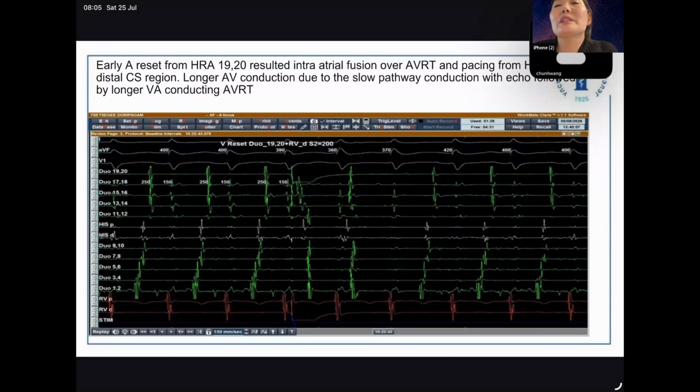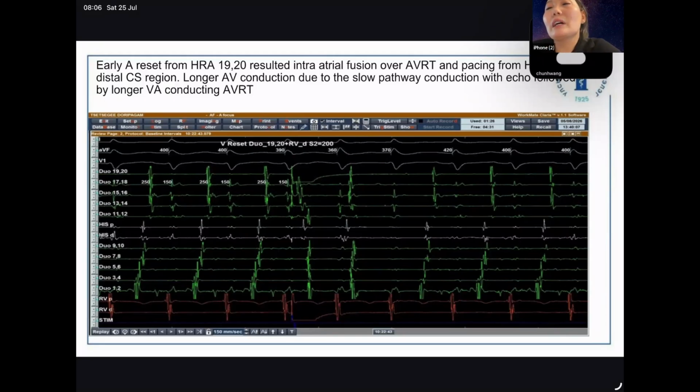Then we tried an A reset from the IRA. When we do the A reset, we can see the A fusion over the AVRT. When we can see the A fusion during the atrial stimulation, it helps us to exclude the AVRT. Usually it's during the AVRT.